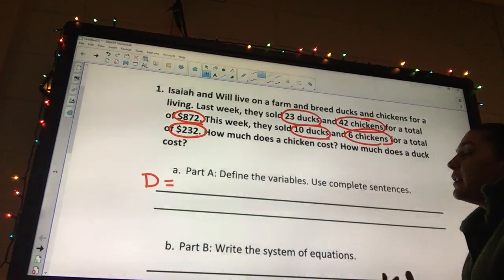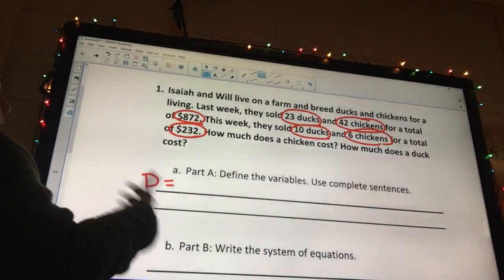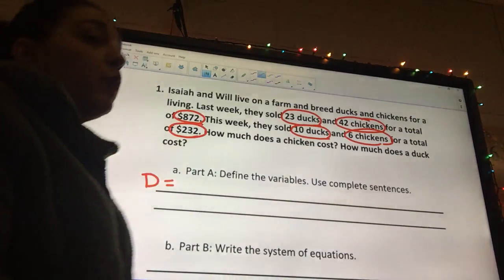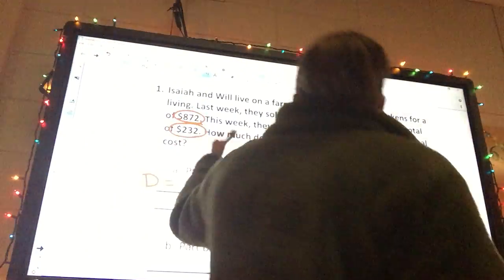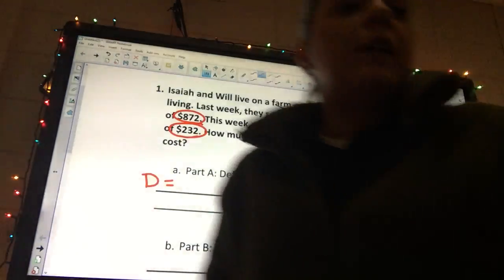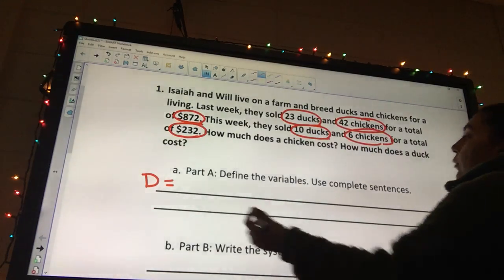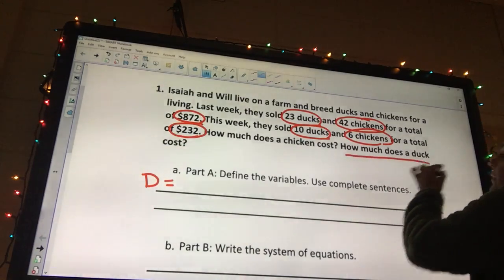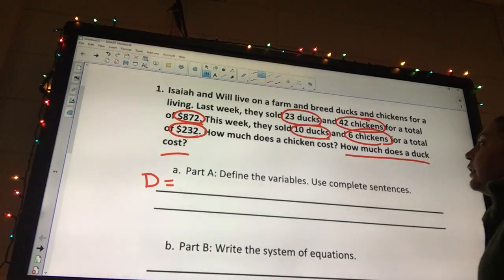What is D? We need to think about it. Is D the amount of ducks? Is that the amount they sold? Is that the amount of ducks that they have? Is it the price of a duck? Is it the price per one duck? Is it the price per 10 ducks? That information is somewhere within this paragraph, so we can look back through here. They want to know how much a duck costs, and so when we define the variable, that's what you're going to say.